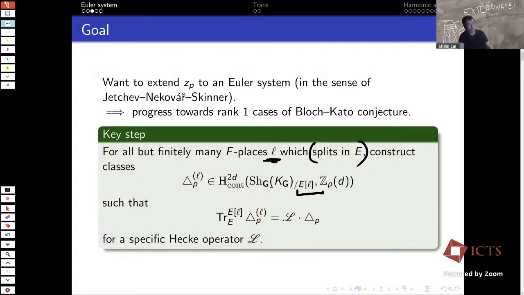So now because we're doing this base change, the usual Abel-Jacobi stuff will give you a Galois cohomology class in H1 of E[L]. Okay, and it needs to satisfy a norm relation, which is that when you take the trace down from this ring class field down to E, you get the base class up to a specific Hecke operator. This is supposed to be the local L factor.